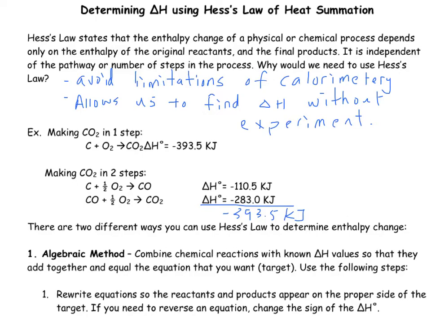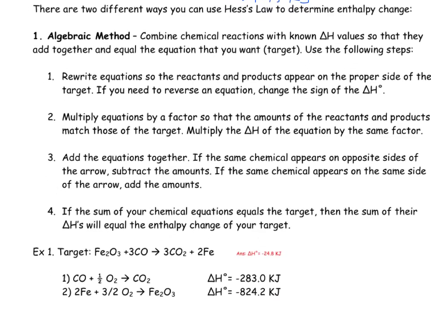There are 2 different ways that you can use Hess's law to determine the enthalpy change. The first way is known as the algebraic method. You combine chemical reactions with known delta H values so that they add together and equal the equation that you want, which is known as the target.